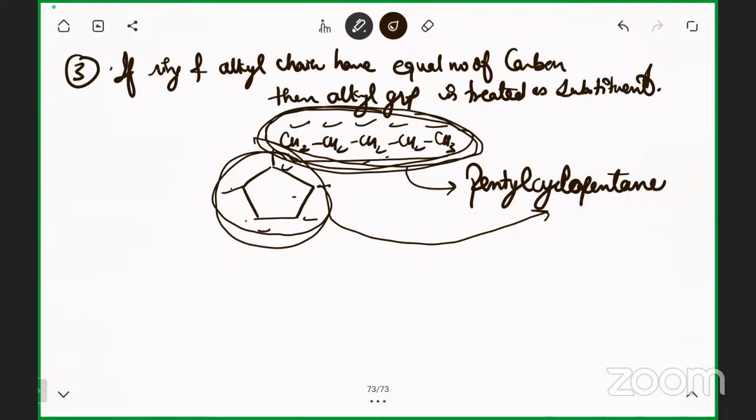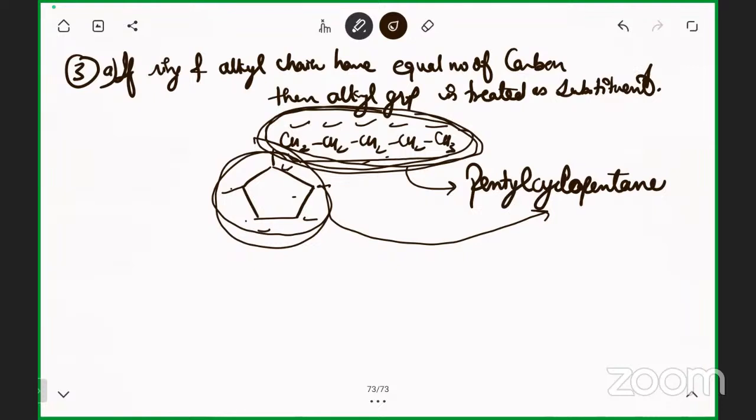So this is considered as the first case of the third point. When they have an equal number of carbons, you give the priority as the parent to the ring. The ring will get the priority and it will be written at the end.